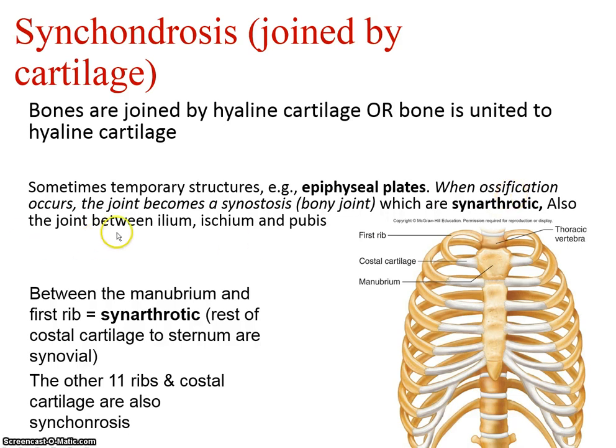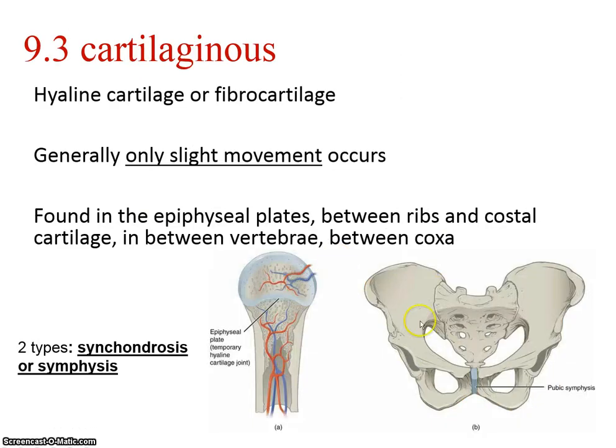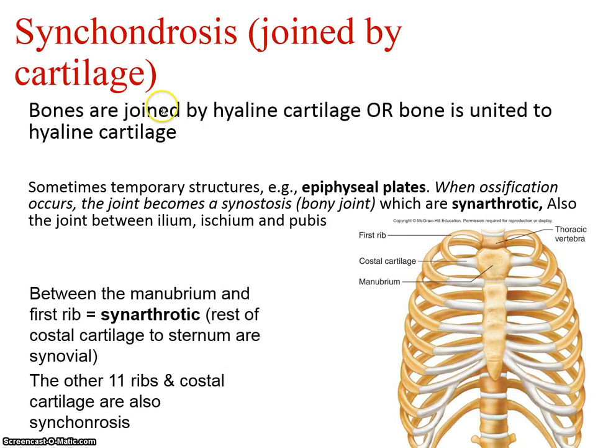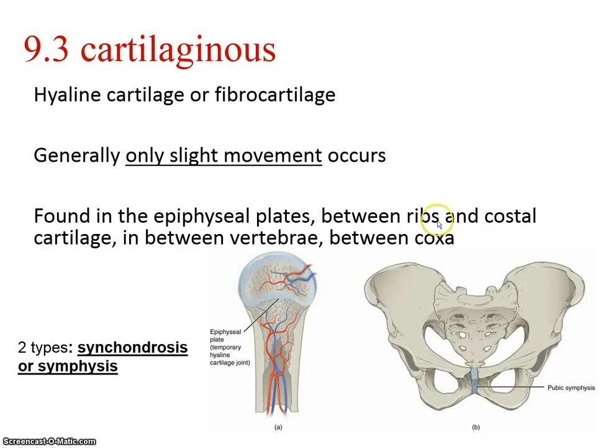All right, there's a joint between the ilium, ischium, and pubis, though we call it collectively the coxa, right? But there are joints somewhere in this vicinity between them, and they are types of synchondrotic and synarthrotic. Between the manubrium and the first rib, all right, it is synarthrotic, it's not moving. I said the rest of the costal cartilage to sternum are synovial. So, all right, between ribs and costal cartilage, as we said previously, are cartilaginous.